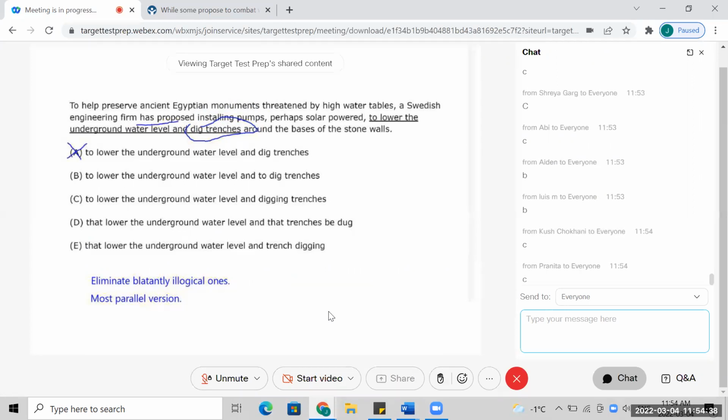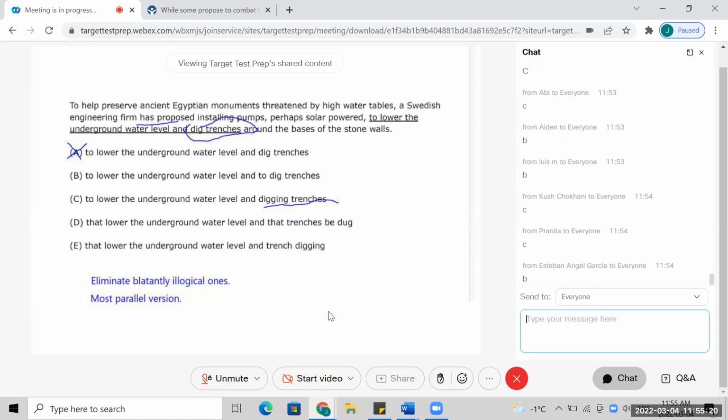Let's go with B. Has proposed installing pumps, perhaps solar powered, to lower the underground water level and to dig trenches. Now, that sounds pretty good, so I'm going to keep that for now. Let's go with C. Has proposed installing pumps to lower the underground water level and digging trenches. So now what's going on here is we have proposed installing pumps, perhaps solar powered, and proposed digging trenches. Because notice, pumps would not be digging trenches. So this is going with has proposed. So C works as well.